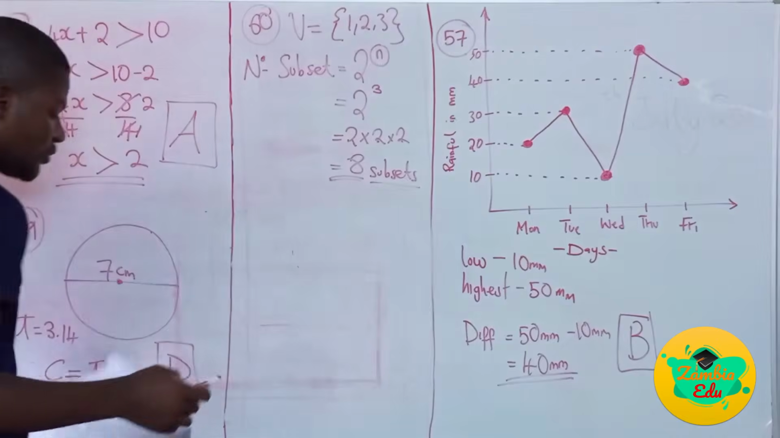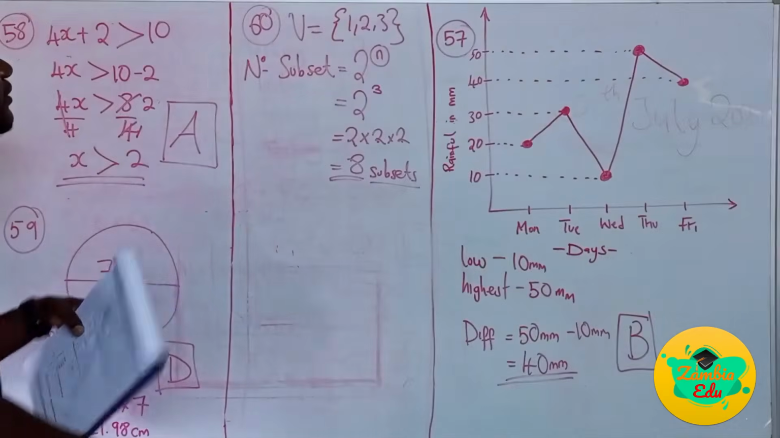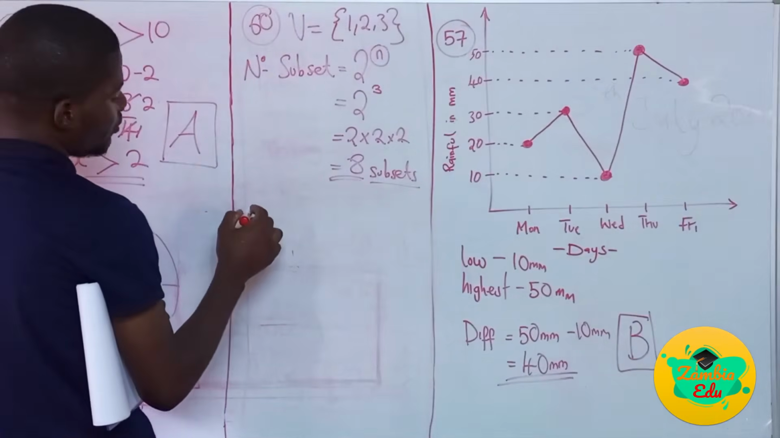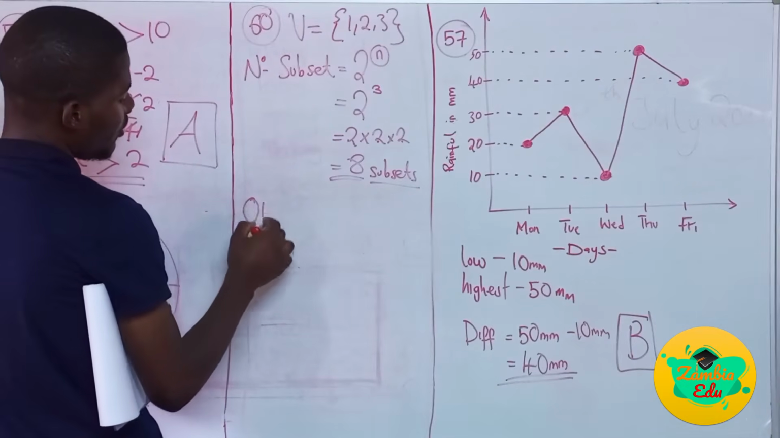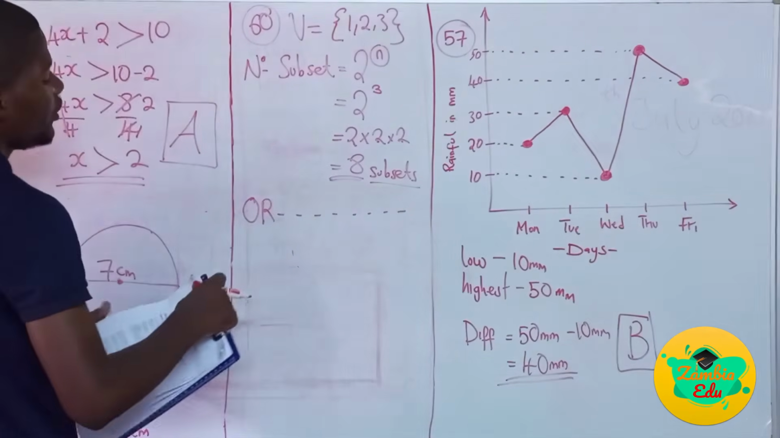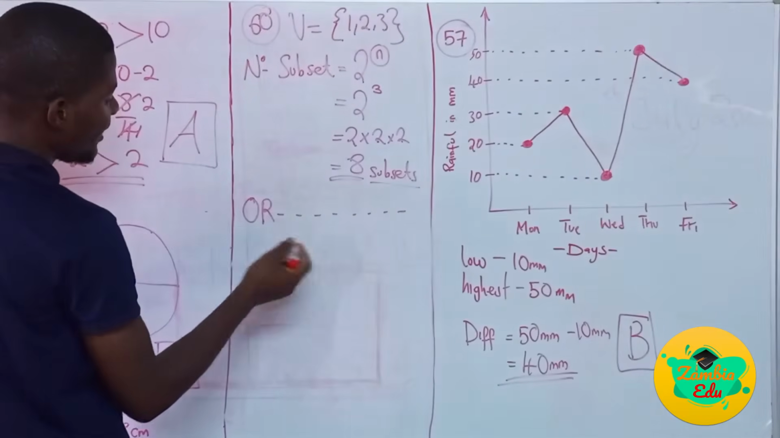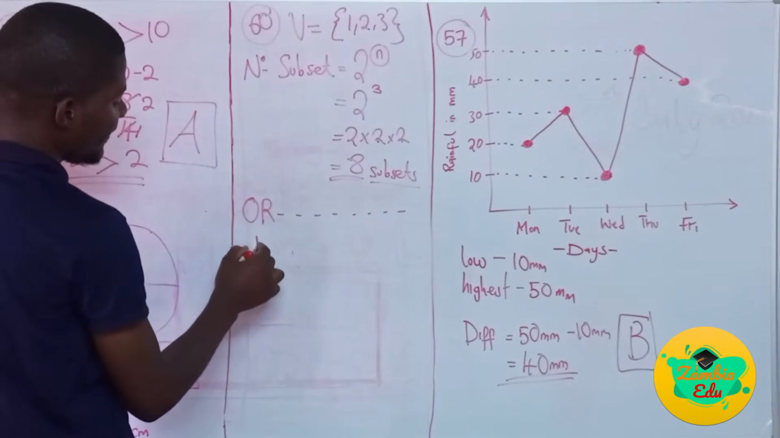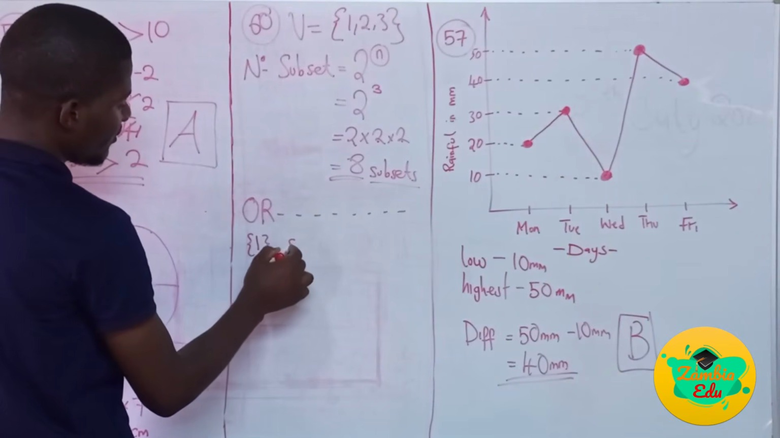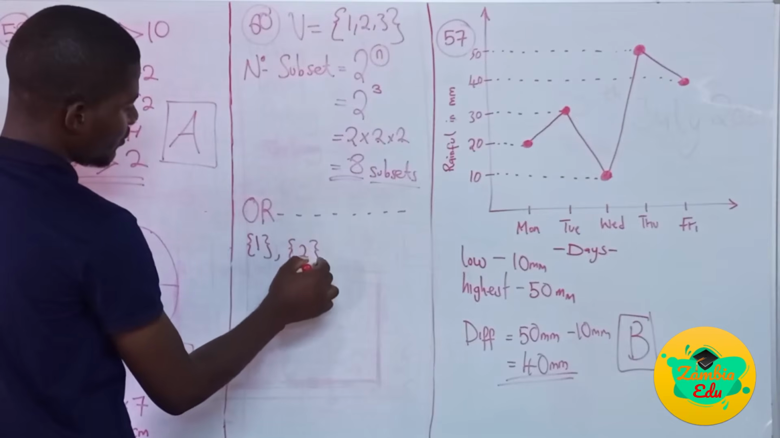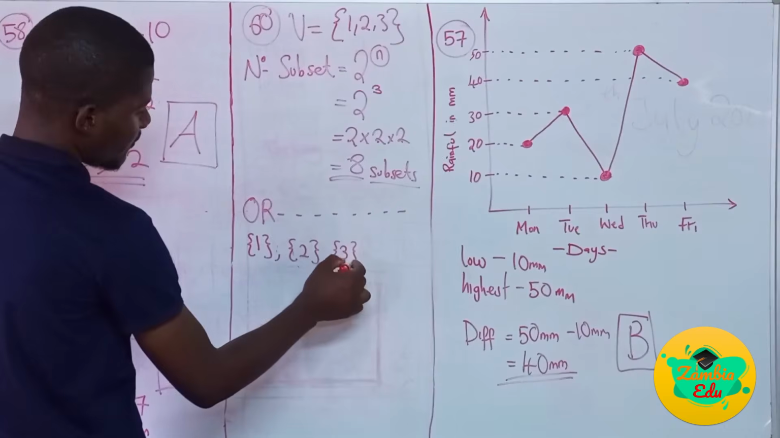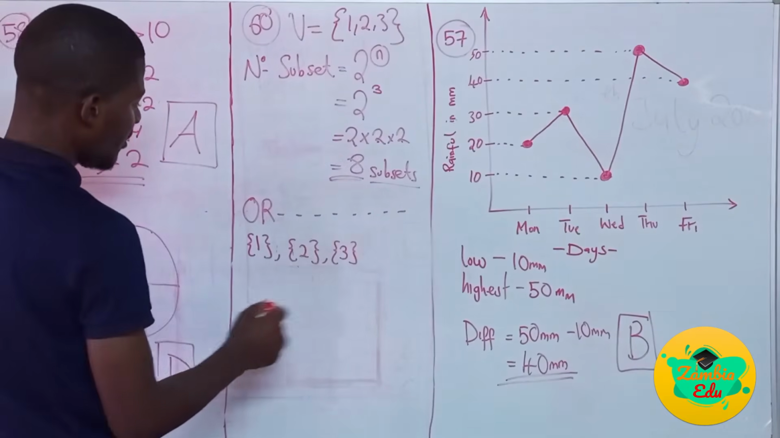However, if you don't want to use this method of finding the number of subsets, you can just list everything. This is method 2. You can say this is the original set. Let's make subsets out of that set. The first subsets would be 1, 2, 3. Okay, we've listed them all.